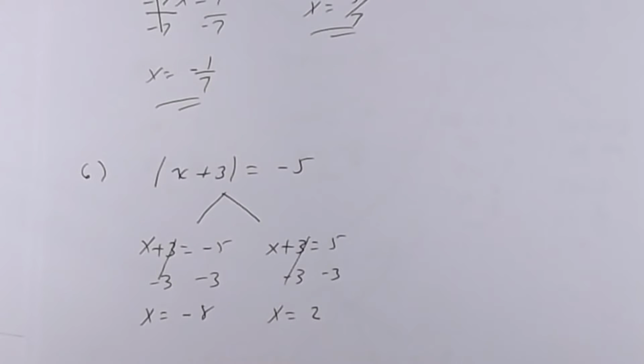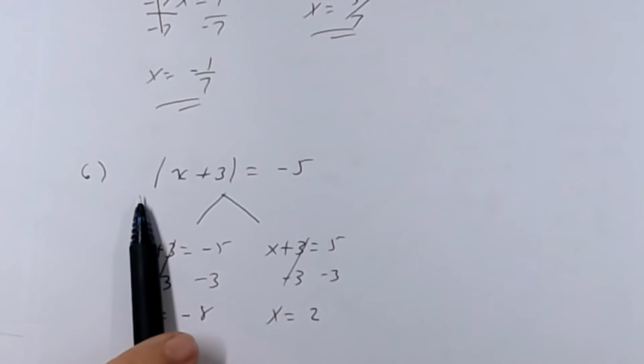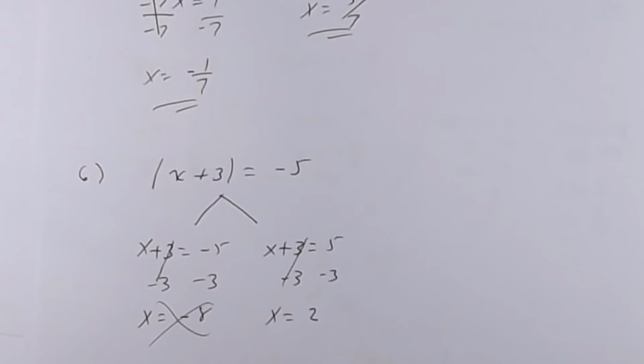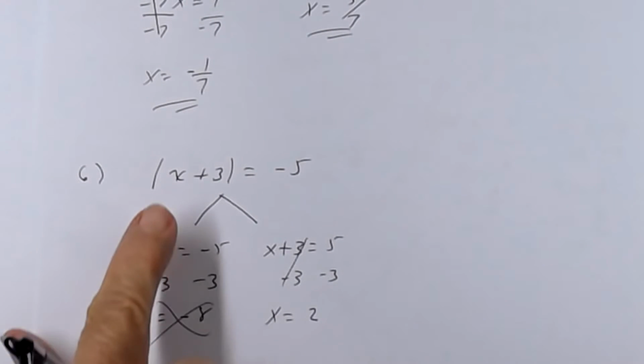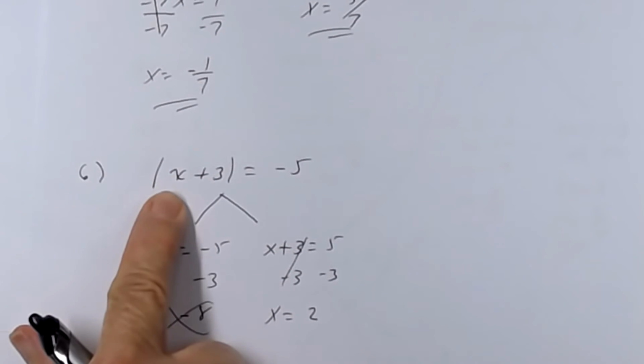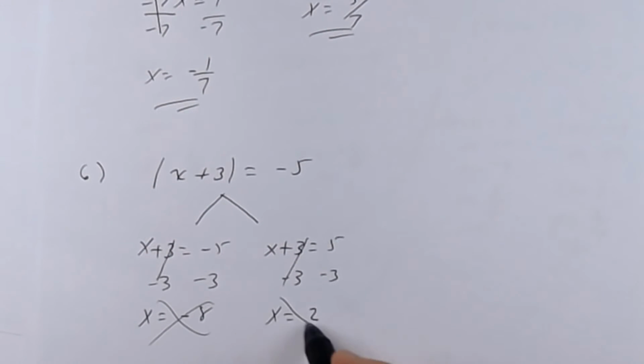Let's check them. Let's check negative 8. What's negative 8 plus 3? Negative 5. What's the absolute value of negative 5? Is 5 equal to negative 5? No. That's not a solution. Let's check 2. What's 2 plus 3? 5. What's the absolute value of 5? Is 5 equal to negative 5? No. That's not a solution either.